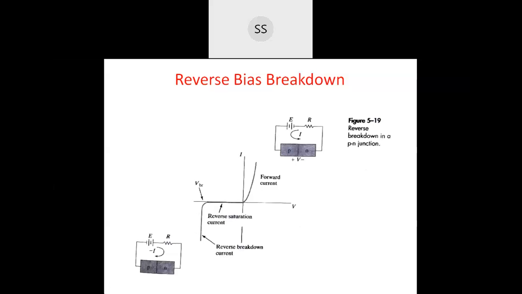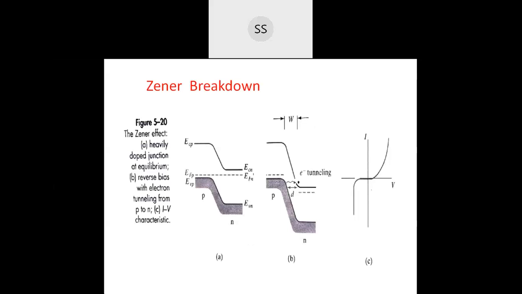Now, when this breakdown occurs, we are going to study two types: one is Zener breakdown, the other is avalanche breakdown. So what is this Zener breakdown? Here three pictures are shown. Figure A is the band diagram under equilibrium condition. What is figure A representing?